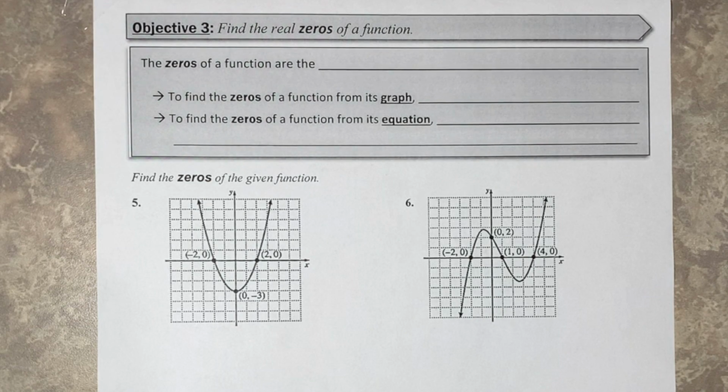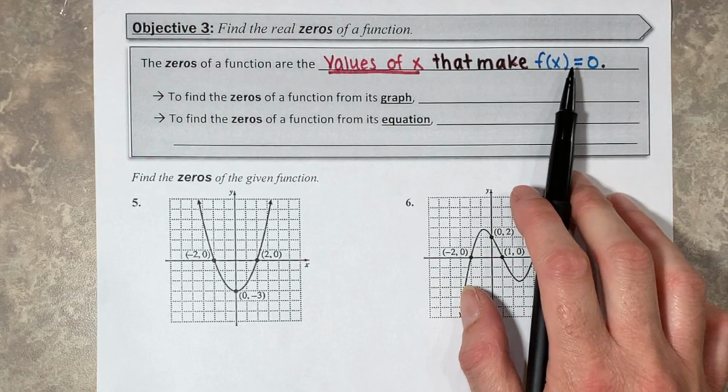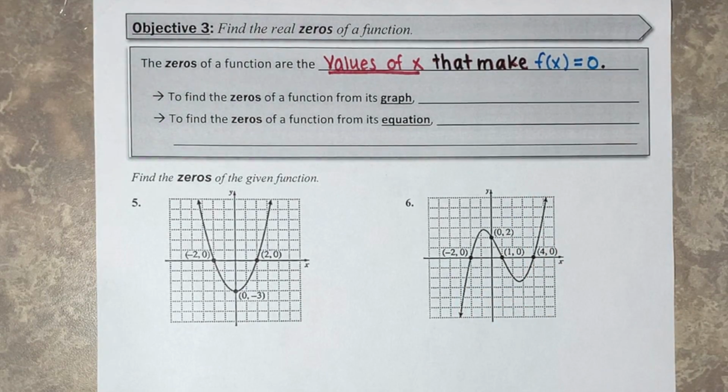Last, we're going to talk about how to find the zeros of a function. We'll start with the definition. The zeros of a function are the values of x that make f of x equal to 0. We're going to start by finding the zeros of a graph. How do we find the zeros of a graph?